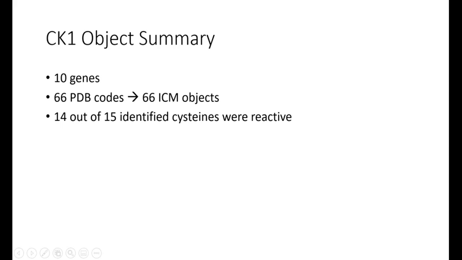The CK1 group contained 10 genes. There were 66 associated PDB codes, and all were successfully converted into ICM objects. 15 cysteine residues have been identified, and 14 were predicted to be reactive.